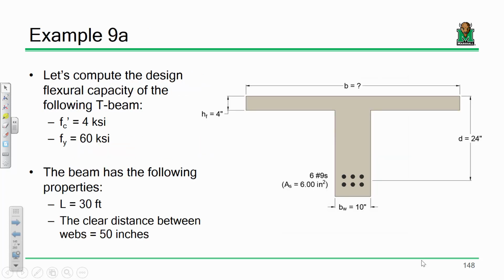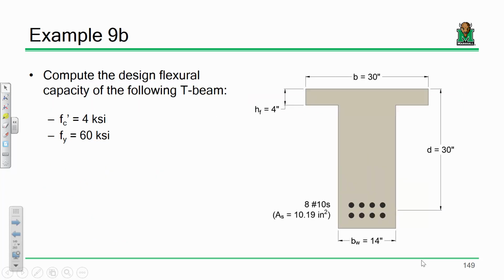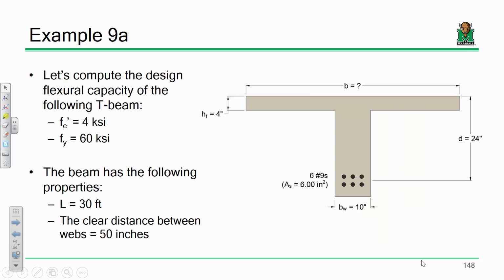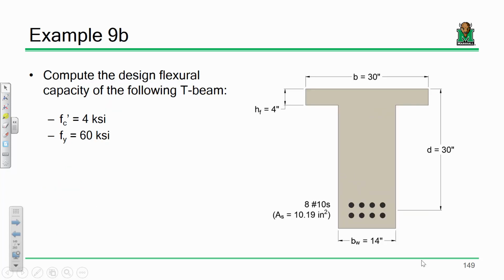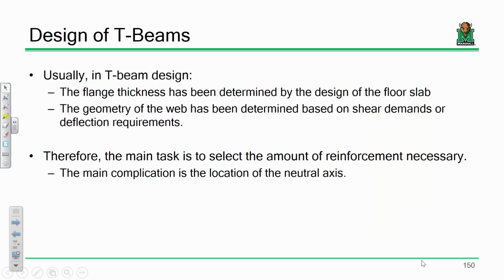So here's the 2 examples that we did in class. This was example 9A and example 9B. Example 9A ended up being a rectangular T-beam. Example 9B ended up being a true T-beam. And those were analysis problems, but we really need to talk about design. And so let's just sort of go through this in a pretty straightforward fashion.